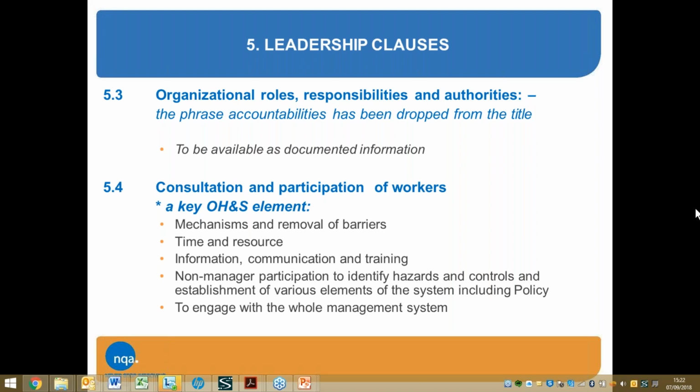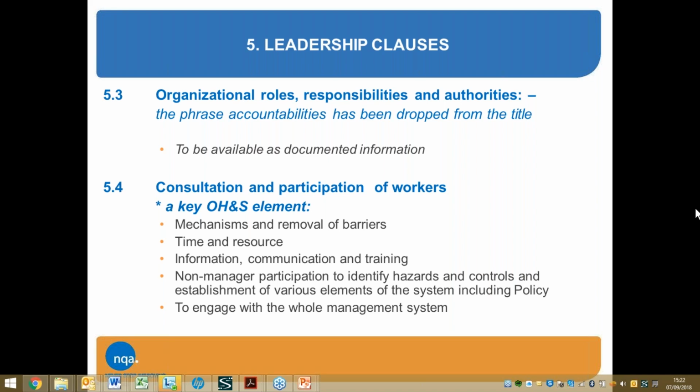Non-managerial participation in the identification of hazards and controls, in the establishment and various elements of the standard system, including potentially the policy and the various things there. So it's not asking you to get ratification by the employees for a policy statement, but it's looking for some involvement, some consultation to say, this is what we're looking for. It's that general communication and participation that's required.